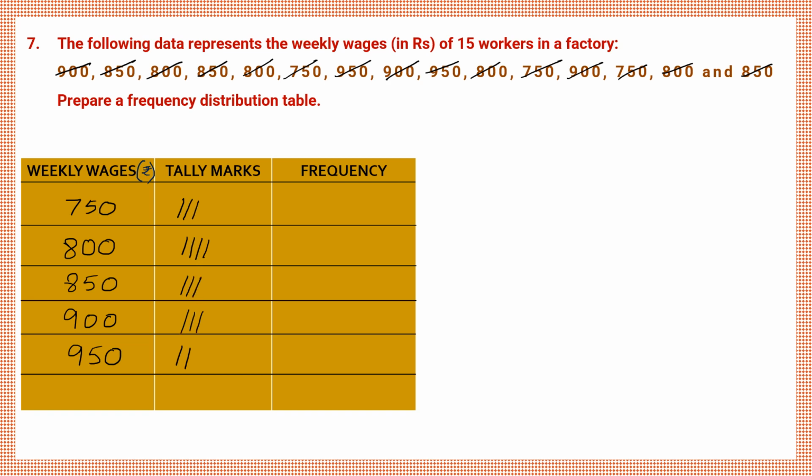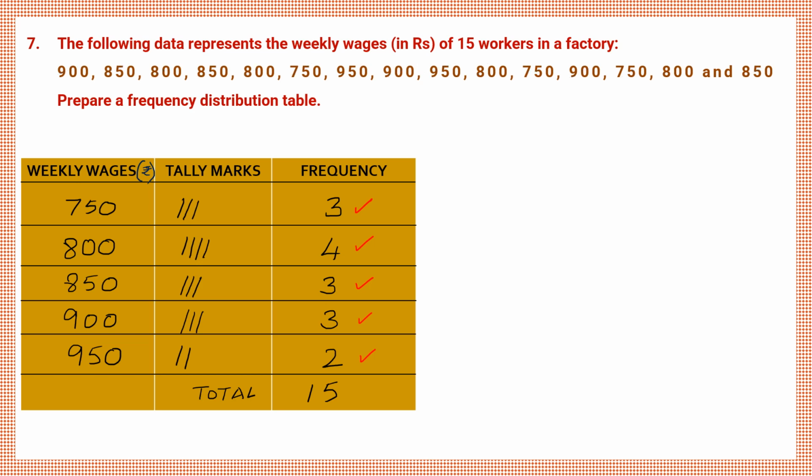Now let's write the frequency. How many times has 750 occurred? 3 times. The tally marks tell us 3. 800, 4 times. 850, 1, 2, 3, 3 times. 900 also 3 times, and 950 2 times. Now let's find the total. So here 3 plus 4 is 7, 7 plus 3 is 10, 10 plus 3 is 13, and 13 plus 2 is 15. So 15 observations are there.